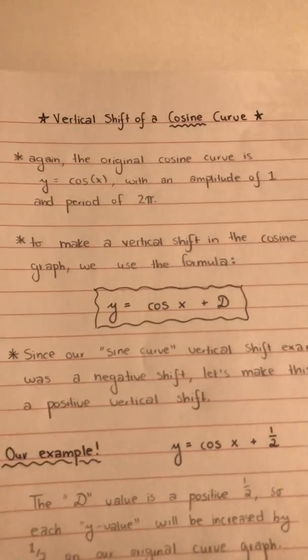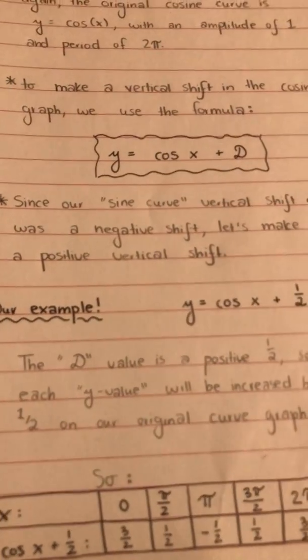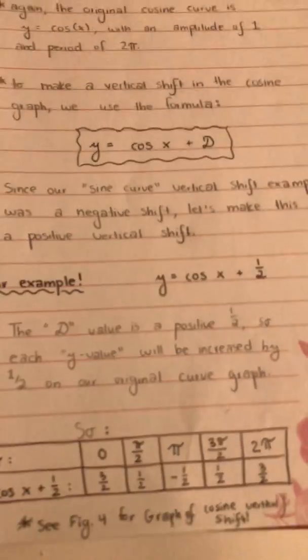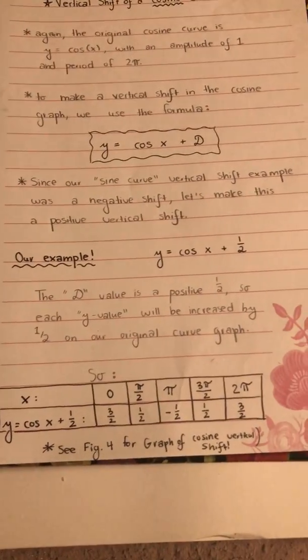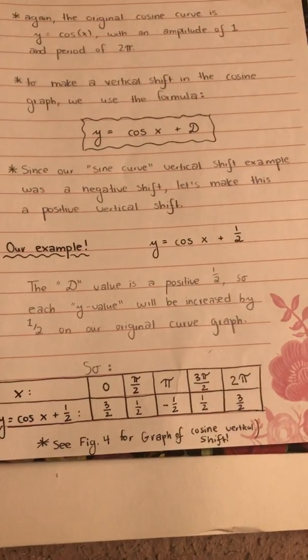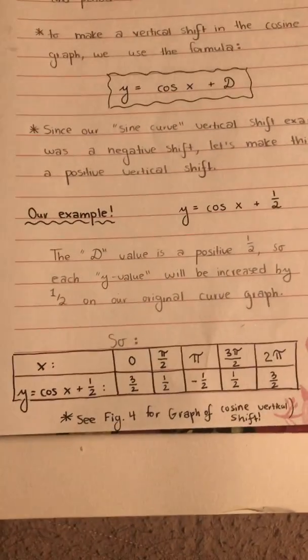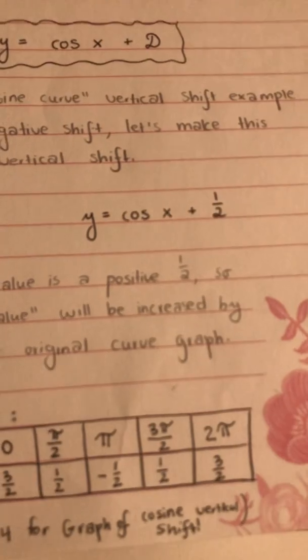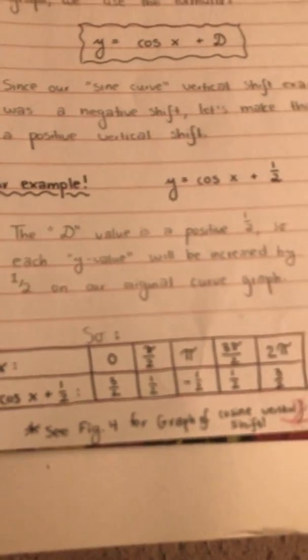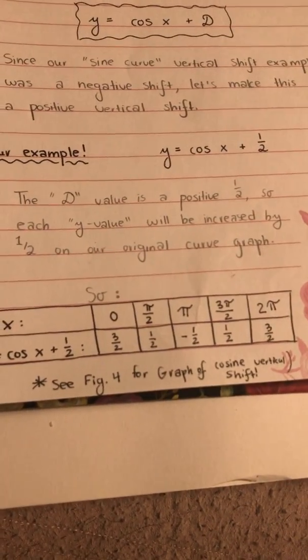And as far as the vertical shift of a cosine curve, we're focusing, as I said again, on amplitude of 1 and a period of 2 pi. So to make a vertical shift, we're going to have y equals cosine of x plus d. As we mentioned, d is going to be the value that we shift the graph up or down. So the sine curve example was negative, so we're going to make this a vertical shift of positive value. This example is going to be y equals cosine of x plus 1/2. The d value is a positive 1/2, so each y value will be increased by 1/2 on our original graph.